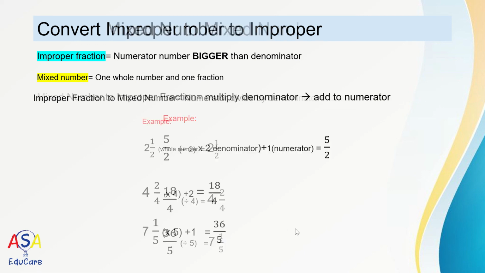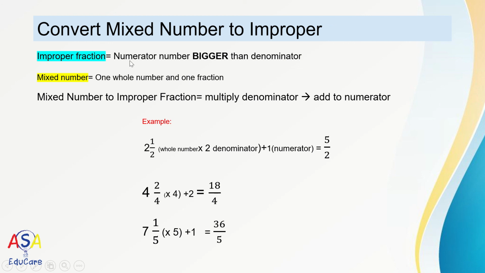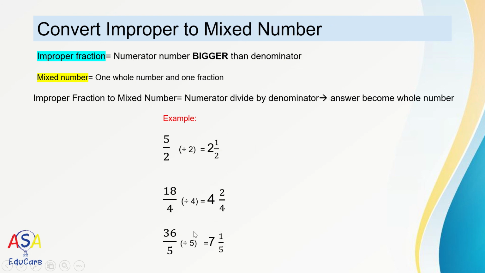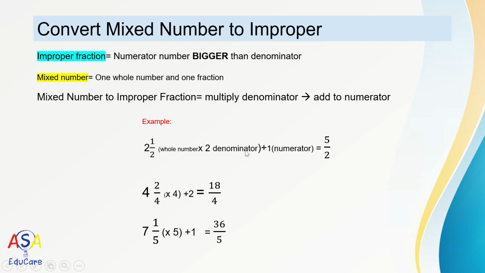Other way around. Mixed number to improper fractions. So since just now I divided, now I got to multiply. So what do I multiply with? Again, denominator. So for here, it's much more easier. You just take the whole number, the big number here, times by the denominator. I get the answer, add on to the numerator. So 2 times 2 equals to 4. Add back inside numerator, become 5.